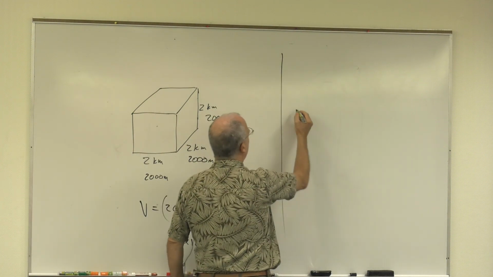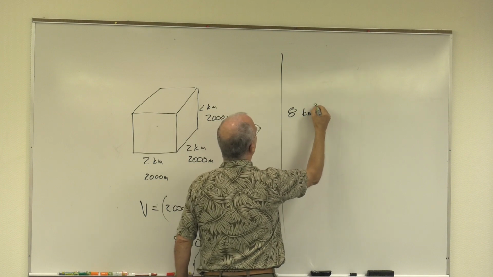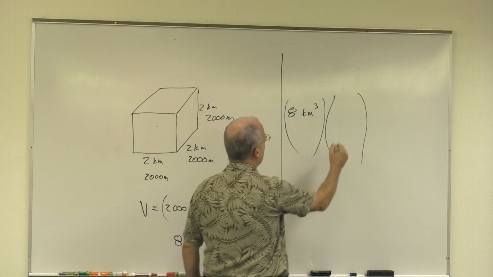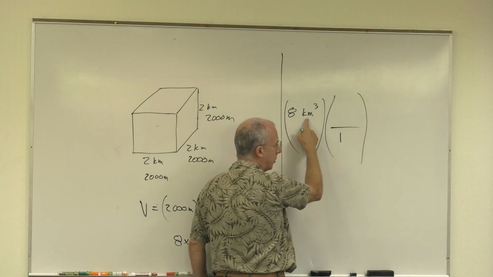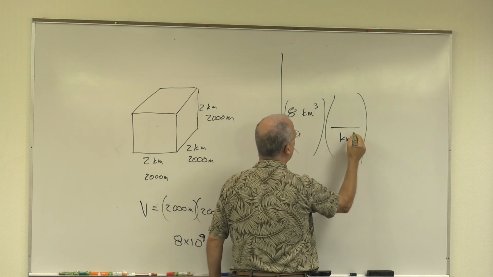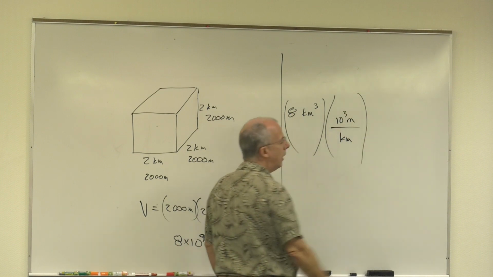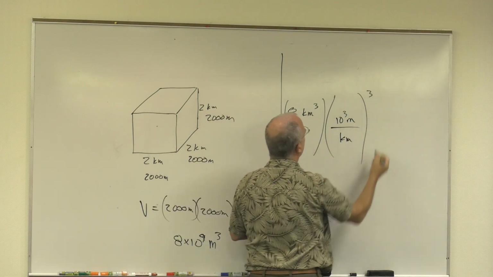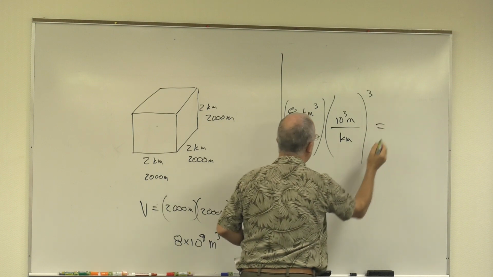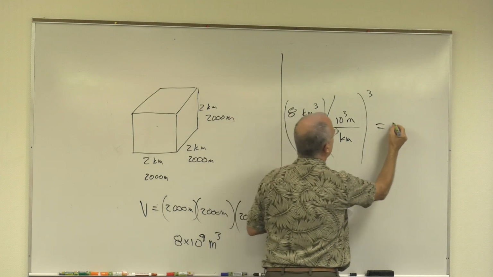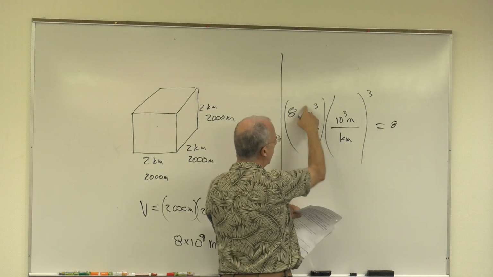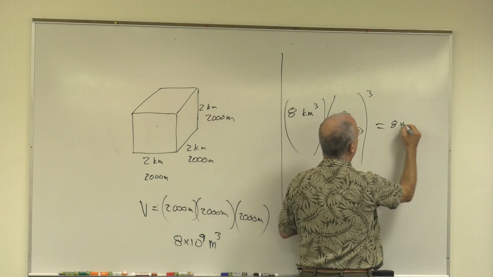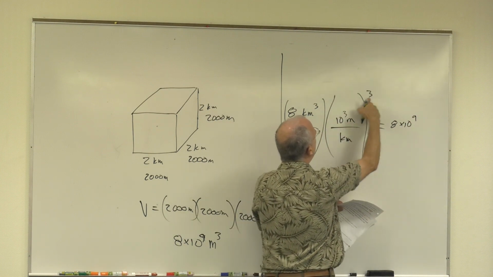All right, let's do it another way. We have 8 kilometers cubed. We're just going to do it the way that we learned a minute ago. Multiply by 1. We want to get rid of kilometers. Kilometers are up top, so we're going to put them on the bottom. So a kilometer is what? 10 to the 3rd meters, 1,000 meters. However, this is a cubic kilometer, so we've got to cube this thing. Well, what does that equal? The 8's still 8. Here's a kilometer cubed, here's a kilometer cubed. What's 10 to the 3rd to the 3rd? 10 to the 9th. So 8 times 10 to the 9th meters cubed.